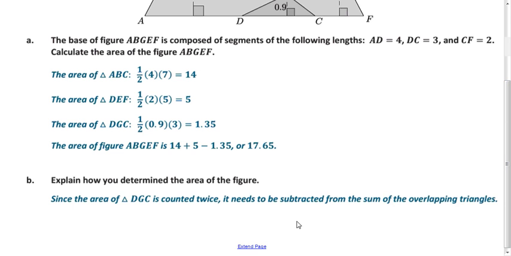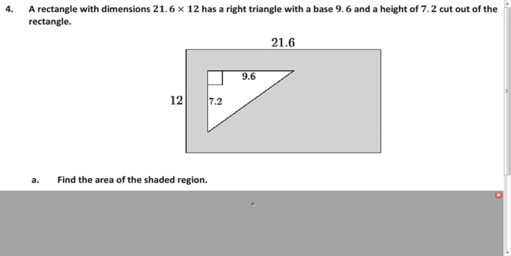So there's one possible answer. You're just saying that you have to subtract that overlap because you don't want to count twice. And here's another one. You have a triangle that's been cut out of a rectangle. You can find the area of just the shaded region. So kind of like just the donut part, not the whole. So what's the area of that?